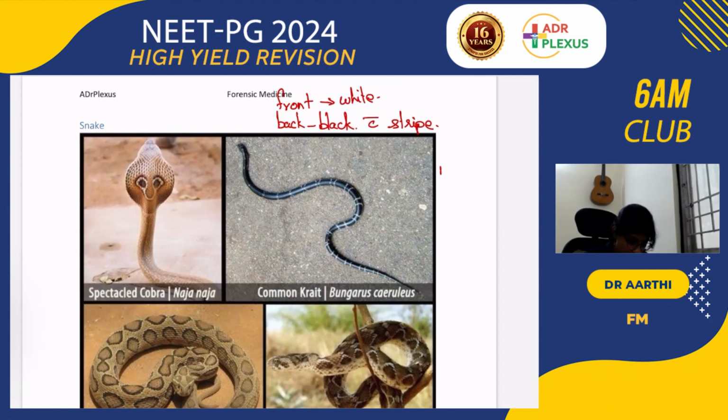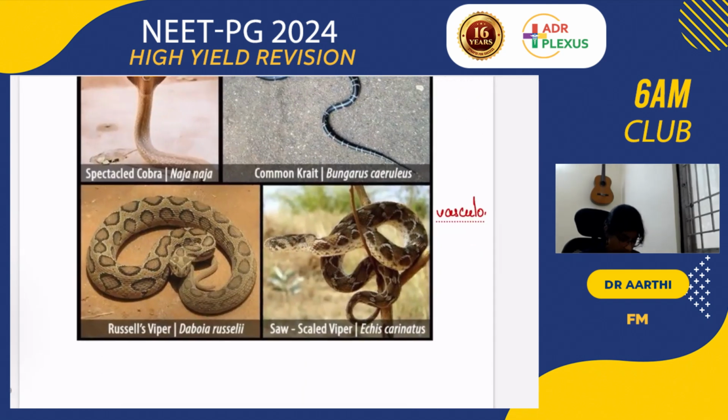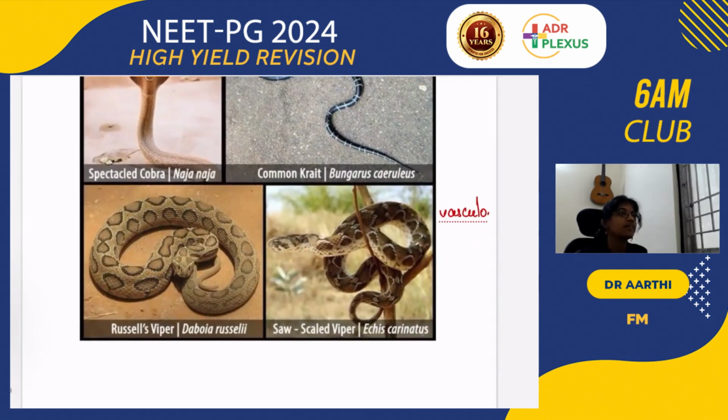Now these both are neurotoxic, these both are vasculotoxic. Both your vipers are vasculotoxic. When we say Russell's viper and saw-scaled viper, both will look almost like a diamond is present. In the Russell's viper, the diamond is well defined. One diamond will end and then the next diamond will start. That is how I remember Russell's viper.